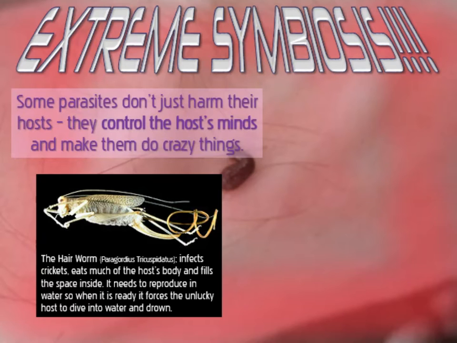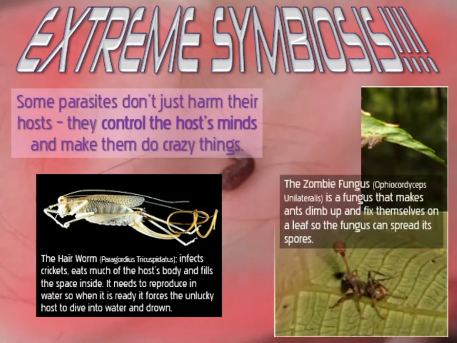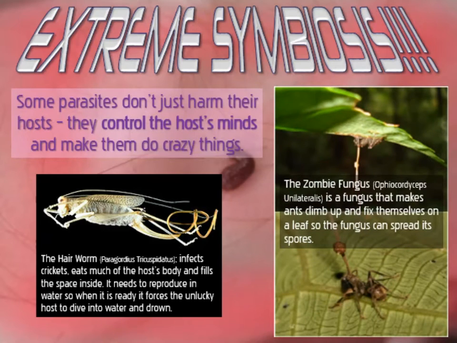An even more perhaps extreme example is the cordyceps fungus. So this is a zombie fungus, sometimes called, and it makes ants climb up a tree and fix themselves on a leaf. And then when the ant has done this, it will grow out of the back of the ant's head, now killing the ant, and then the spores of the fungus can rain down and infect other ants.